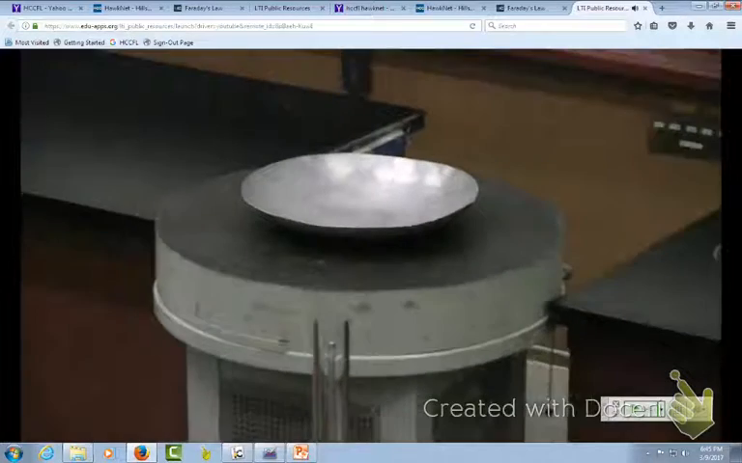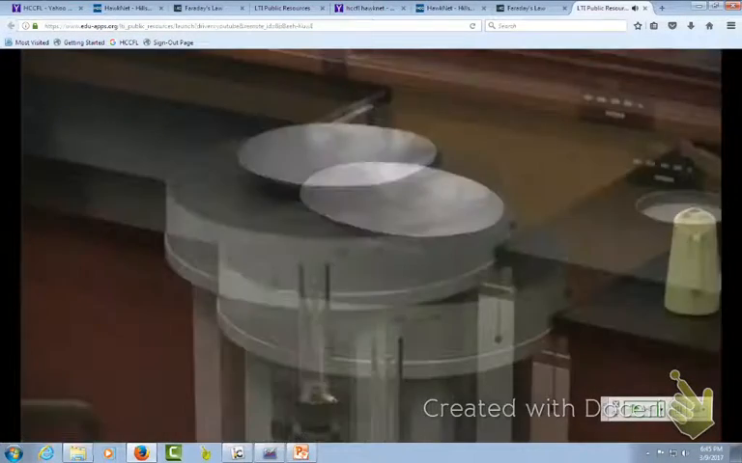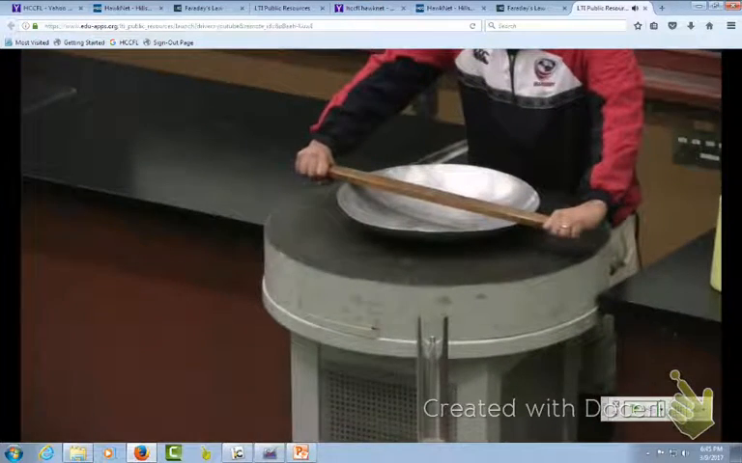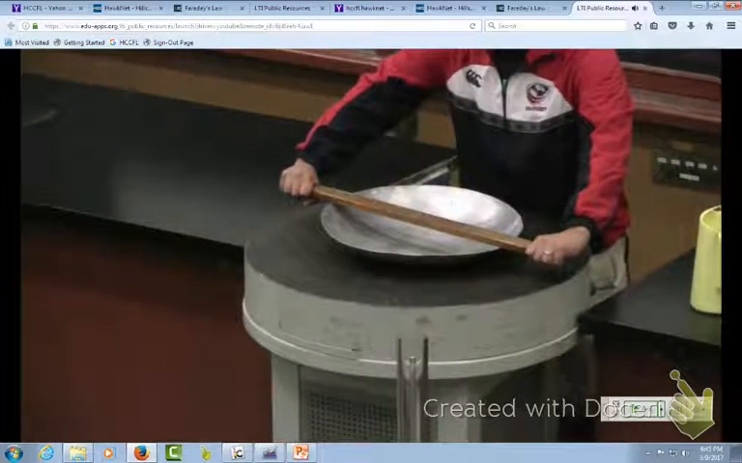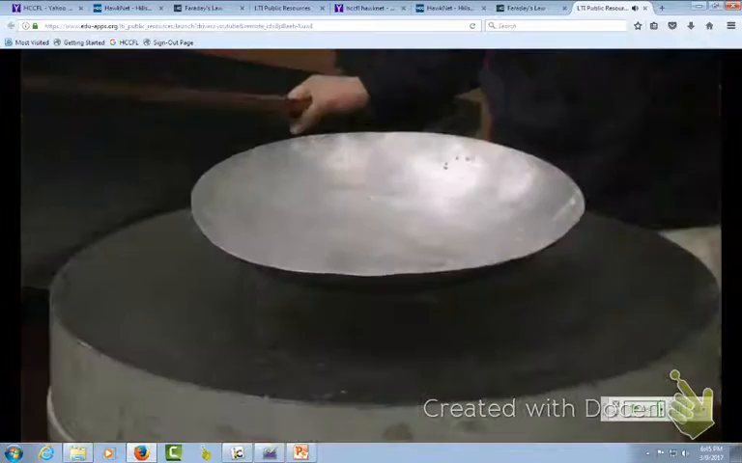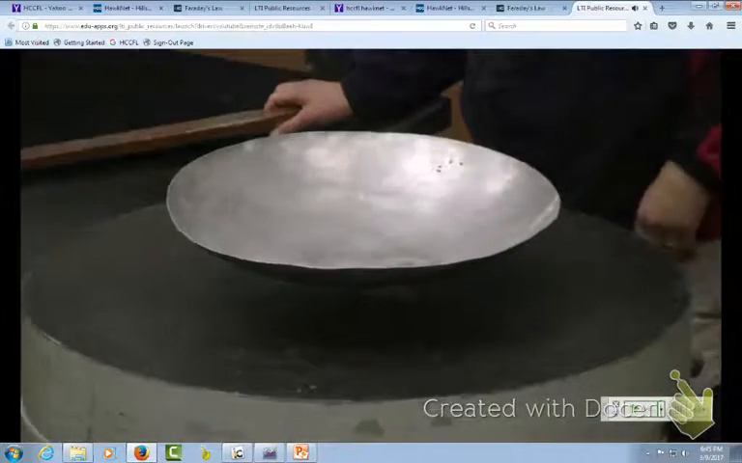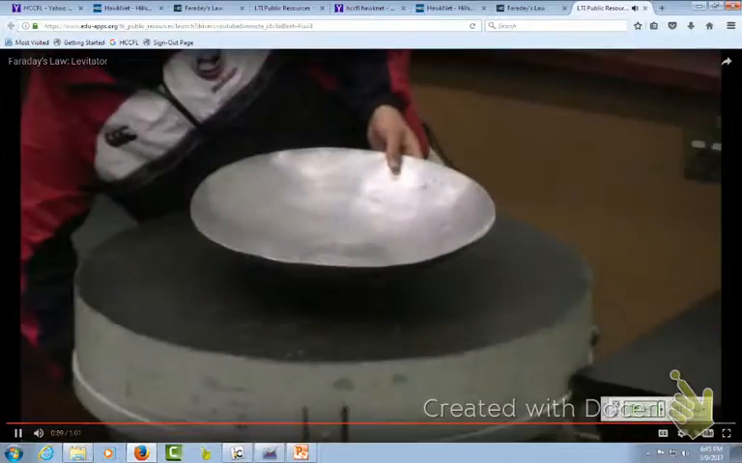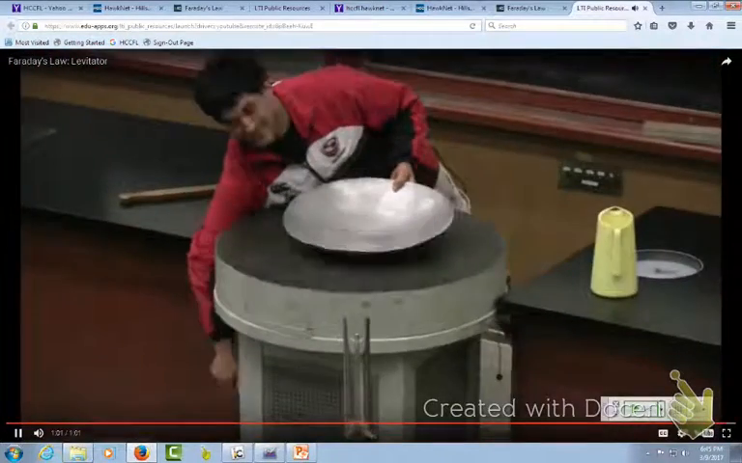And you can actually demonstrate these. The neighbors complain. So again, very interesting effects.